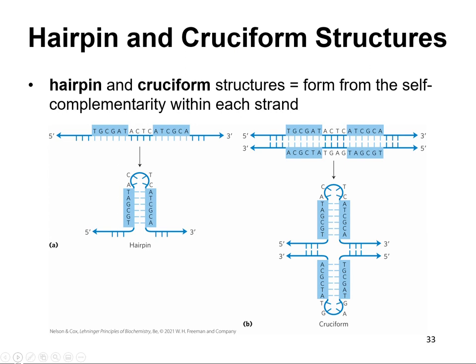Some of the structures that you can see, we'll talk about hairpins and cruciforms. So a hairpin can form when you've got two complementary pieces of nucleic acid that are separated by a short stretch. They can see each other and say, oh, hey, we can base pair. So you get this little circular piece at the top where there's no base pairing.